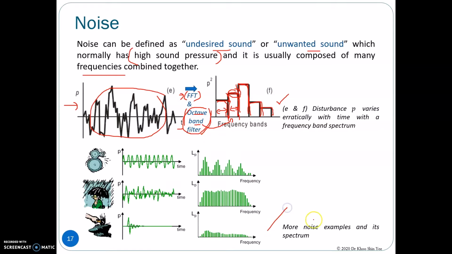We have more noise examples for noise data in time and frequency domain. For example, in this case, we have the gear system, where you can see the data is harmonic, and when we convert to frequency, we obtain the sound pressure level in this manner, where the sound is normally high at 1 times the running frequency, 2 times, 3 times, 4 times, and so on. So this is the running frequency for the gear system.